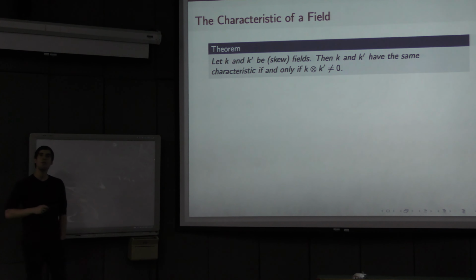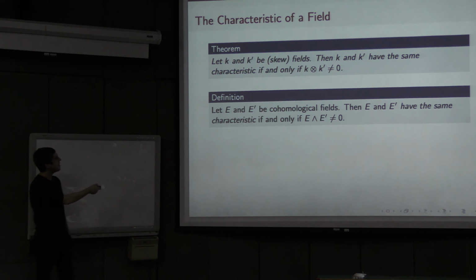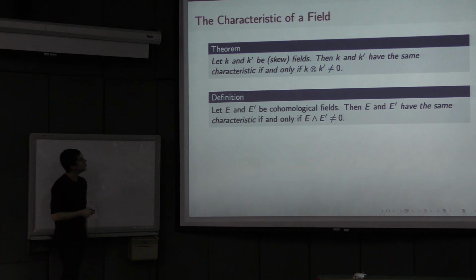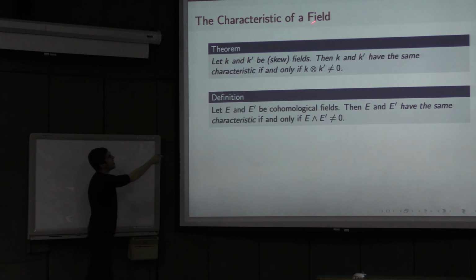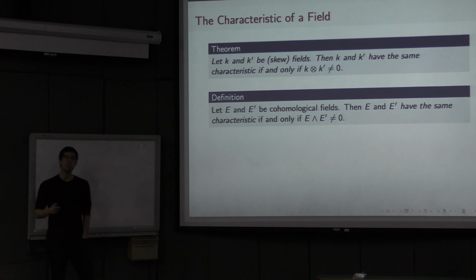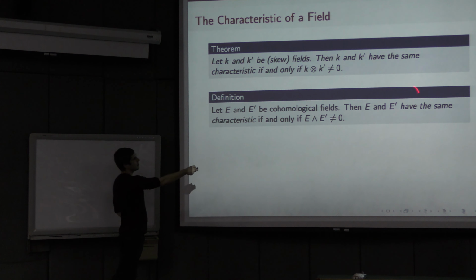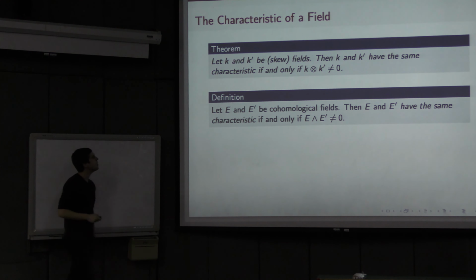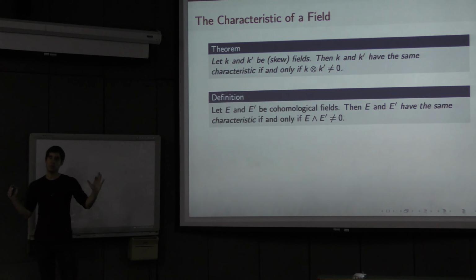I'm giving you this funny definition of what it means to have the same characteristic because this definition will make perfect sense in the world of algebraic topology. So let's say now we have two cohomological fields, E and E prime. Well, there's an analog of the tensor product in the world of spectra, which is the smash product, and we'll say that E and E prime have the same characteristic if the smash product of E and E prime is not 0.